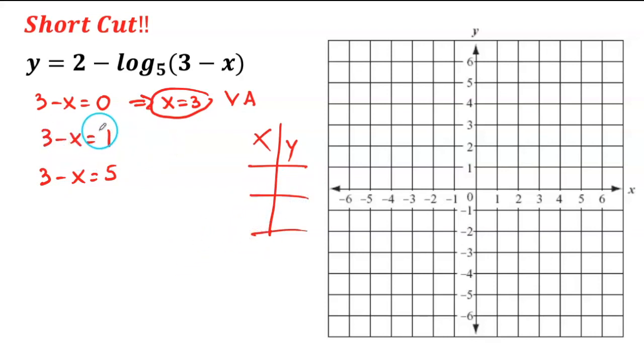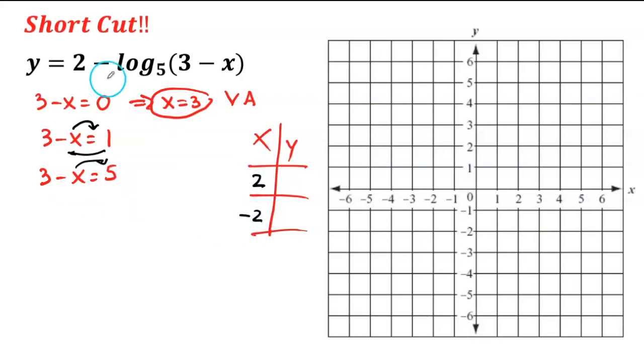So if I'm going to leave the x by itself here, x goes to your side positive and this goes negative. So 3 minus 1 is 2. So x equals 2. From here, x goes positive the other side, 5 goes negative the other side. So it's 3 minus 5 is negative 2. And now these are my values of x.